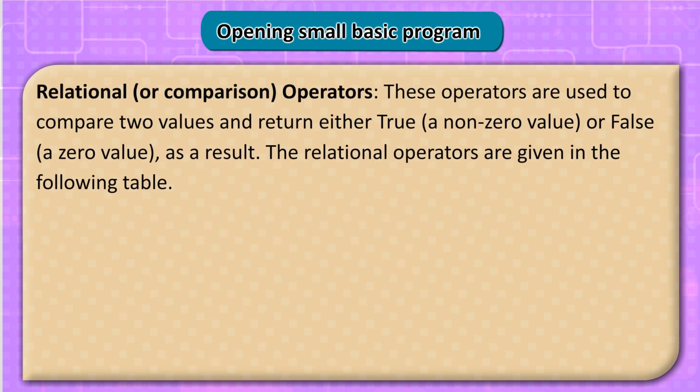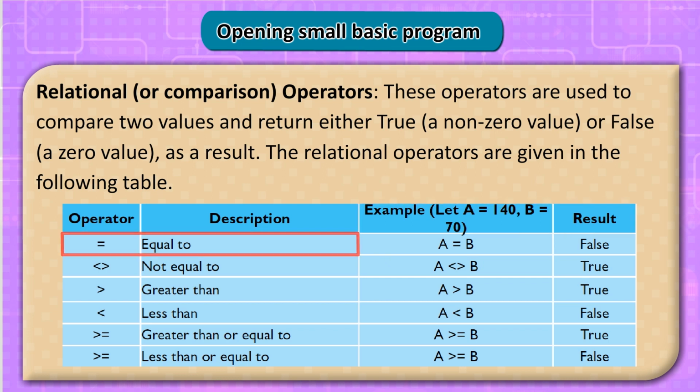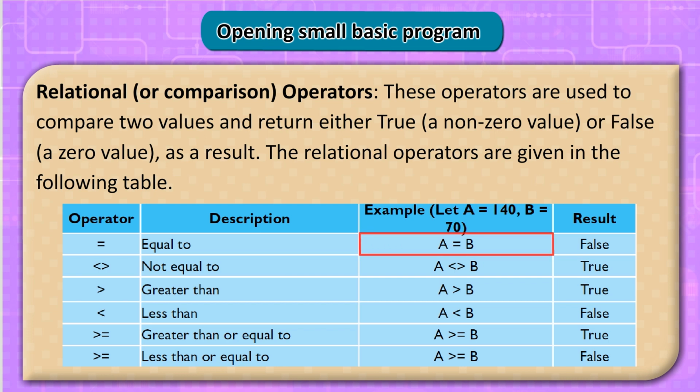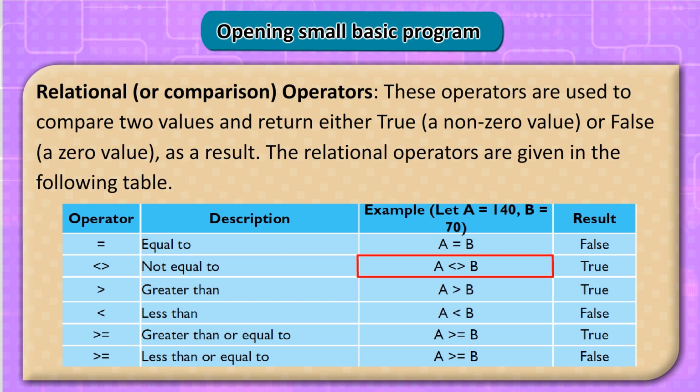Relational or comparison operators. These operators are used to compare two values and return either true, a non-zero value, or false, a zero value. As a result, the relational operators are given in the following table. Operator, Description, Example, let A equals 140, B equals 70, Result. Equal to, A equals B, False. Not equal to, A <> B.